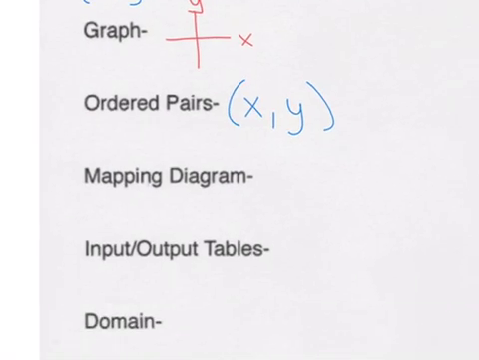Okay, mapping diagram. A mapping diagram is where you have your x values in one column and your y values in another column. And what we would do is we would draw little arrows from the corresponding x value to the y value. Again, in the next couple of pages, we're going to do an actual mapping diagram where you can come back and look at that. The main thing about a mapping diagram is it has arrows.